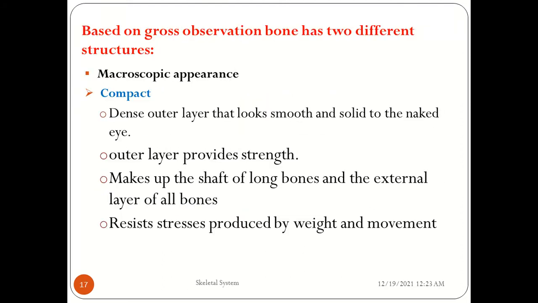Compact bone is the dense outer layer that looks smooth and solid to the naked eye. The outer layer provides strength, makes up the shaft of the long bones and the external layers of all bones. And compact bone resists stresses produced by weight and movement.